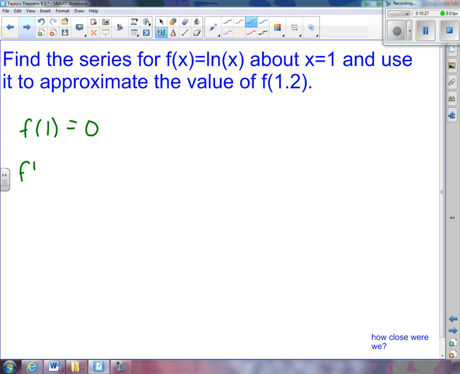So let's find f prime of x. Let's just find it of x first. Let's not plug 1 in yet. It's 1 over x. So f prime of 1 is 1.